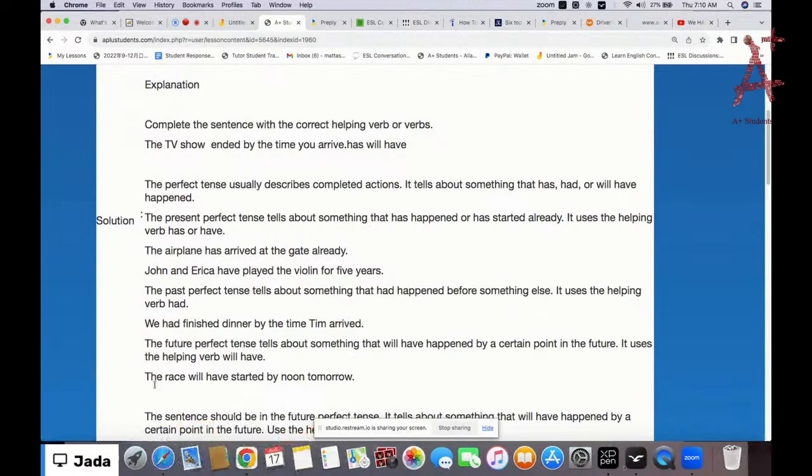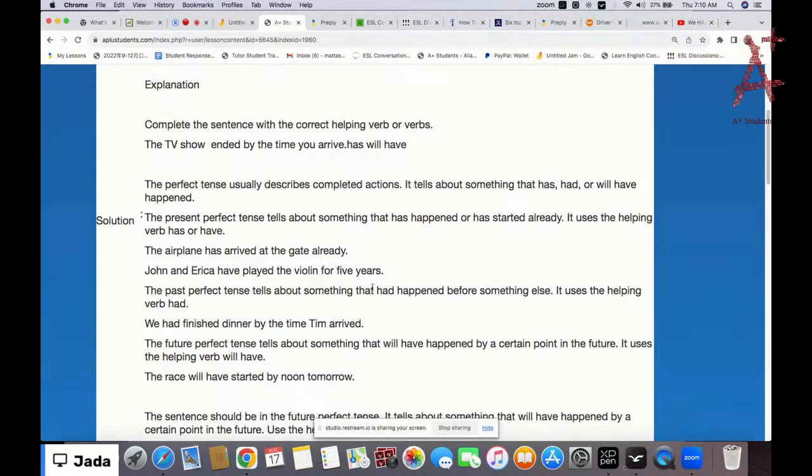Okay, and then the race will have started by noon tomorrow. The race will have started by noon tomorrow. So that tomorrow is also in the future because you don't know what is gonna happen tomorrow. Only if you have plans. So you could say I would have gone shopping by noon tomorrow.